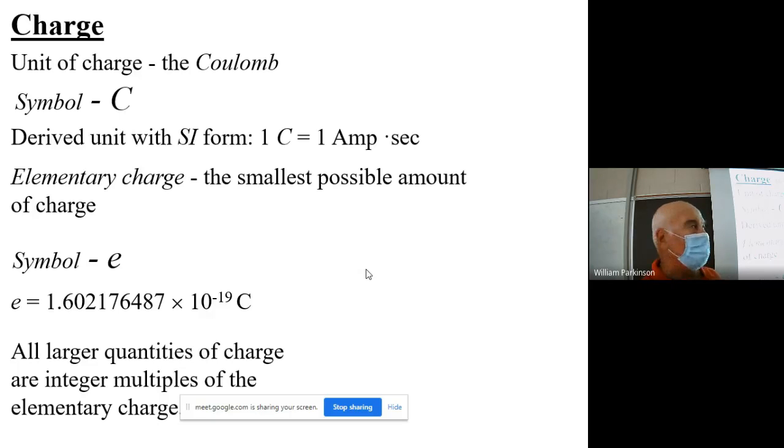Now, again, do I want you to memorize that number or anything like that? No. But what we will learn from looking at it is that it is tiny. The electron possesses a tiny amount of charge. And as far as we understand in the universe, this is the smallest amount of charge possible.